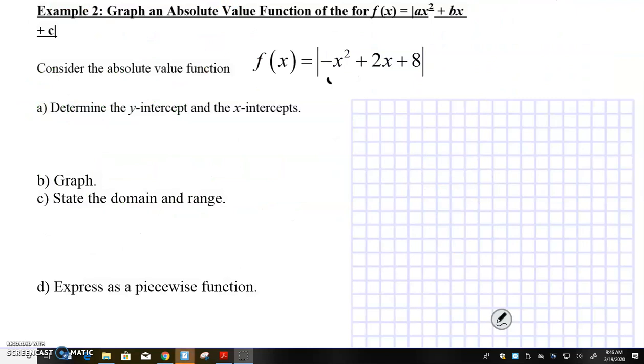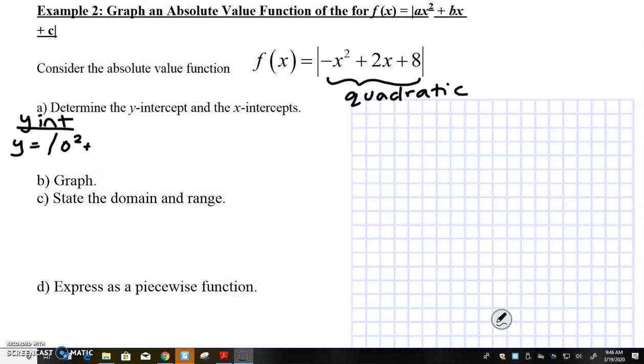Now the next one is a little bit different because it is quadratic. So this would originally look like an upside down parabola, but then again there's going to be a flipped section because we can't go into the negatives. So let's start by finding the y-intercept. We set x equal to 0. So we get 0 squared plus 2 times 0 plus 8, which means its absolute value is 8, so just regular 8 is our y-intercept. The x-intercept is going to be a little bit more complicated.